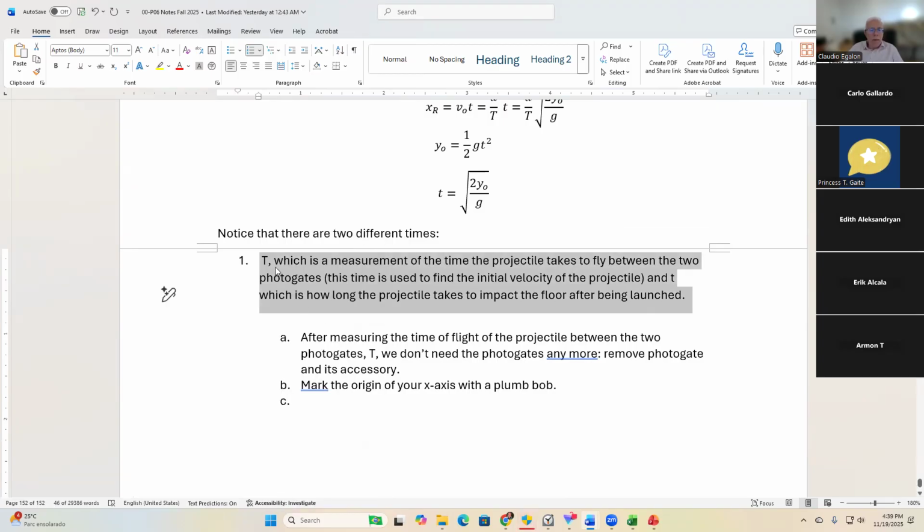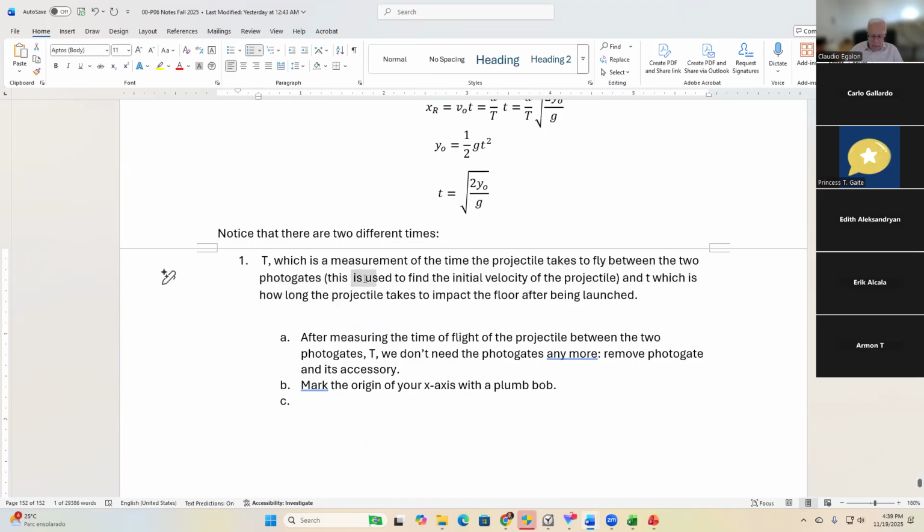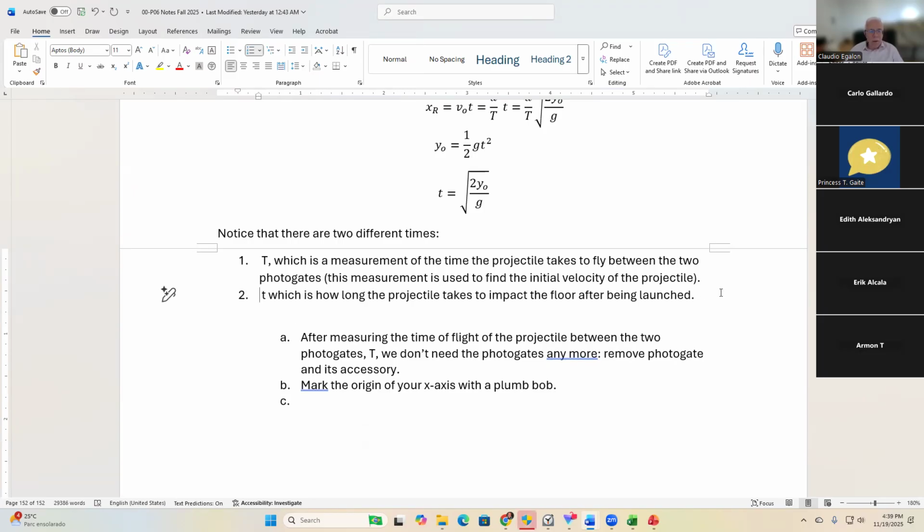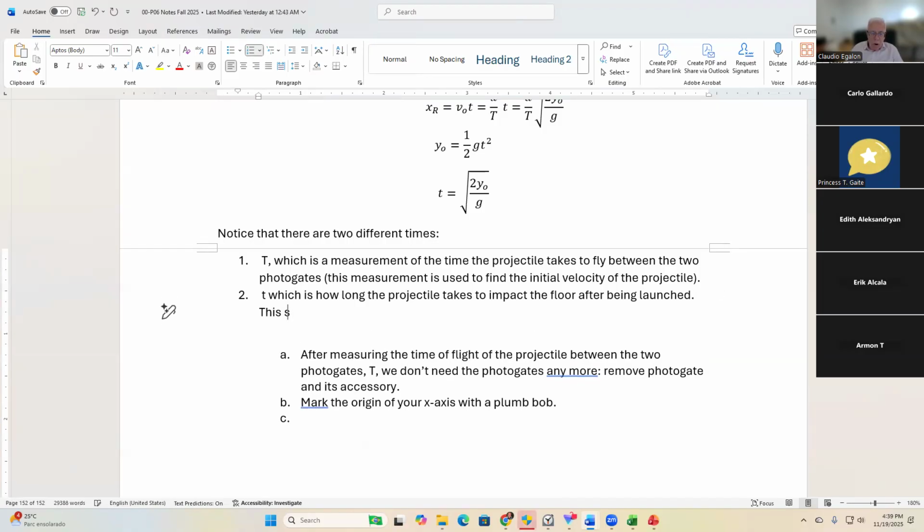We start with big T, which is a measurement of the time the projectile takes to fly between the two photo gates. This measurement is used to find the initial velocity of the projectile. Then lowercase t, which is how long the projectile takes to impact the floor after being launched. This is small t, right? It's not a measurement, but a result.